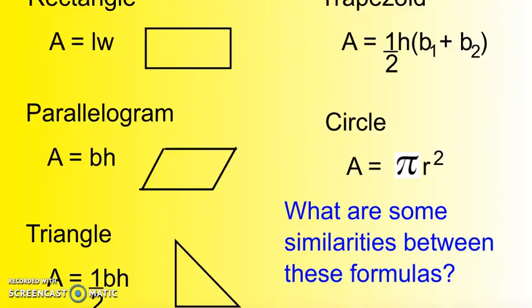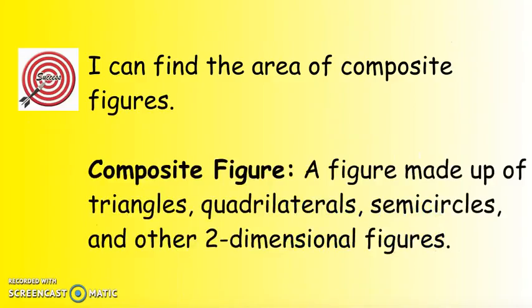I love that you made that observation. Today, we're going to be finding the area of composite figures. So we're going to be using all those figures. Every single one of them, we're going to use our knowledge of finding area of those figures. A composite figure is a figure made up of triangles, quadrilaterals, which are four-sided figures, semicircles, which are half circles, and other two-dimensional figures.